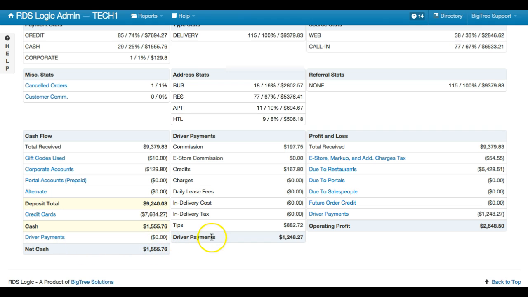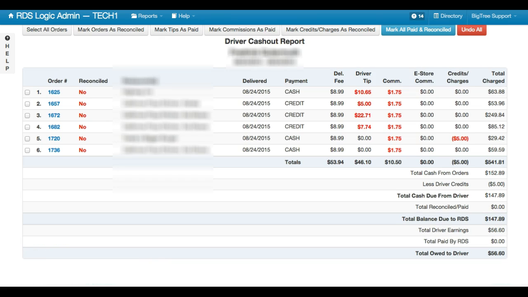Now in the past, because everything was being considered as paid that night, even if it wasn't being paid, you would have these driver payments reduced and you would have to do the math yourself. So now this is going to actually feed off of the driver cash out. So let's go ahead and run this.